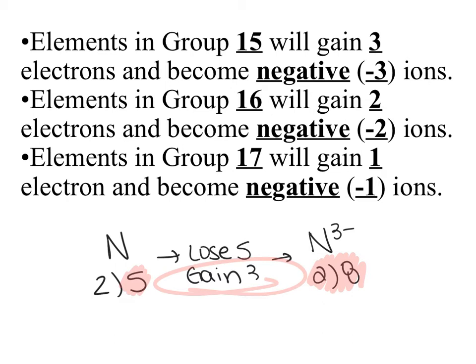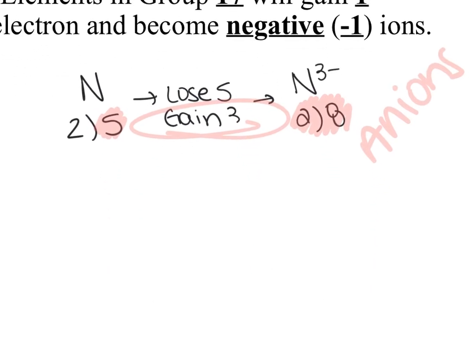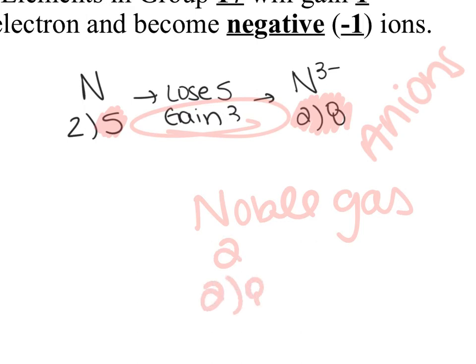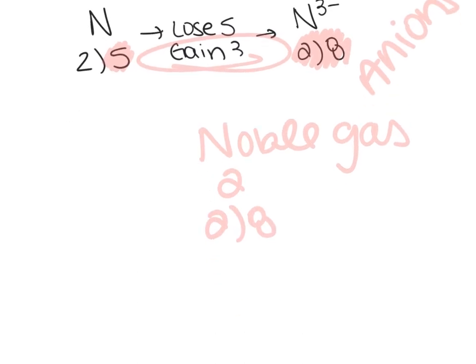Because it's negative, remember, negatives are called anions. And then if I follow the pattern, group 16 becomes -2 because it has 6 valence electrons. 17 becomes -1 because it has 7 valence electrons. So you might start to notice that if we become like a noble gas, our electron configuration is either going to be a 2, a 2,8, or a 2,8,8.